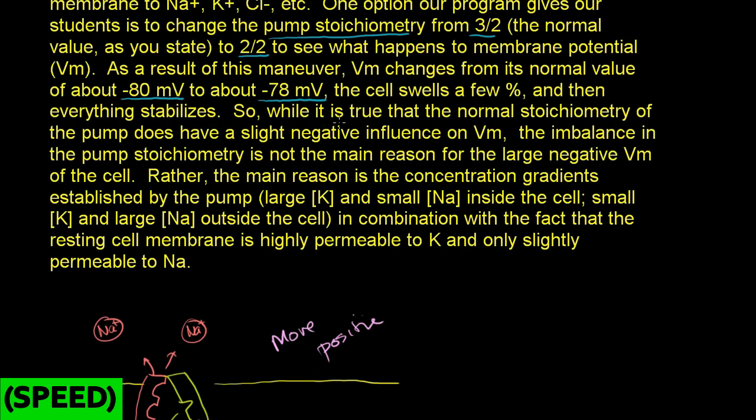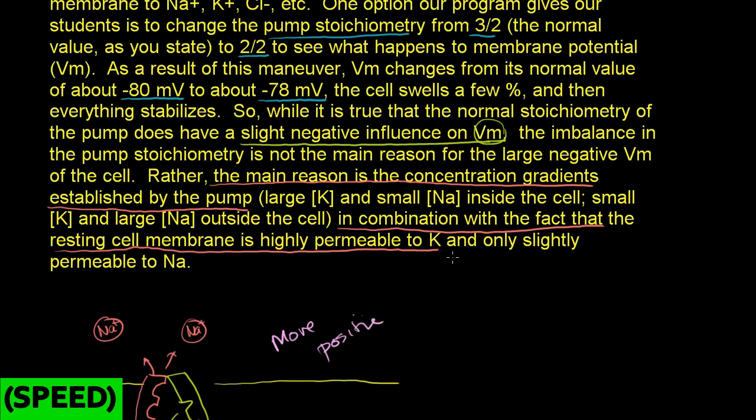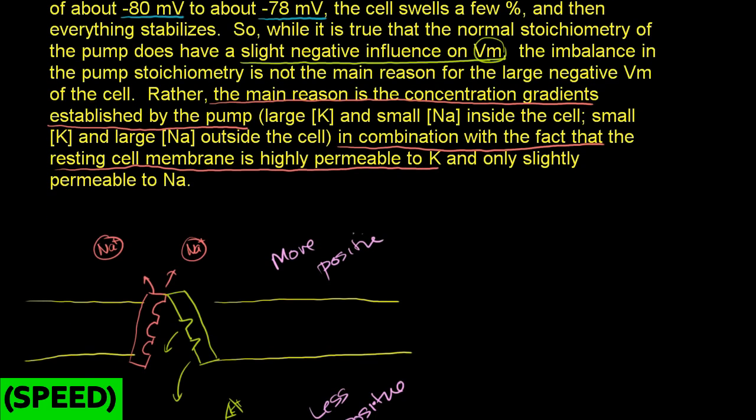So then he goes on to write, so while it is true that the normal stoichiometry of the pump does have a slight negative influence on the membrane potential, that's just the voltage across the membrane, the imbalance in the pump stoichiometry is not the main reason for the large negative membrane potential of the cell. Rather, let me underline this, the main reason is the concentration gradients established by the pump, in combination with the fact that the resting cell membrane is highly permeable to potassium and only slightly permeable to sodium. So we said, in the first video on the sodium potassium pump, that there were channels that the sodium could go through, and there's also channels that the potassium could go through.